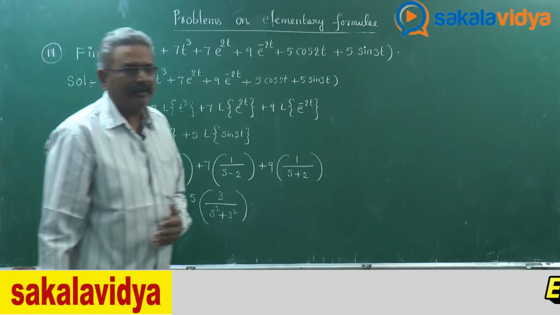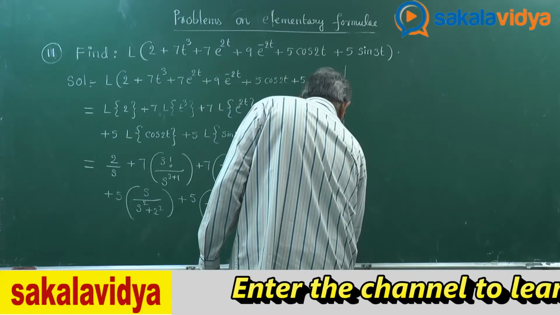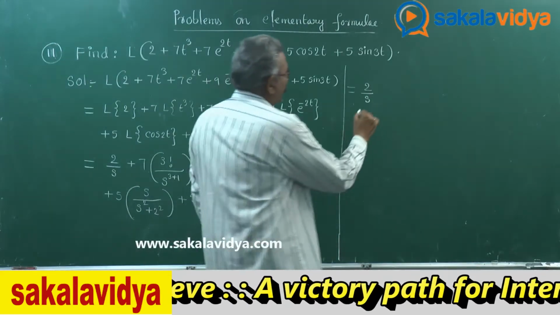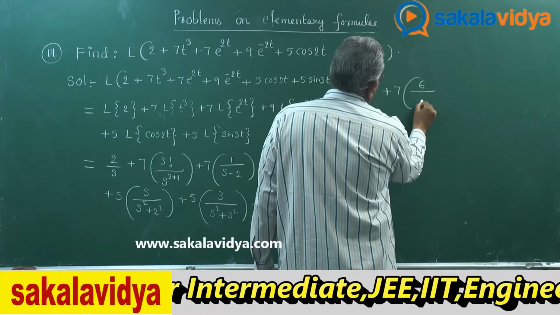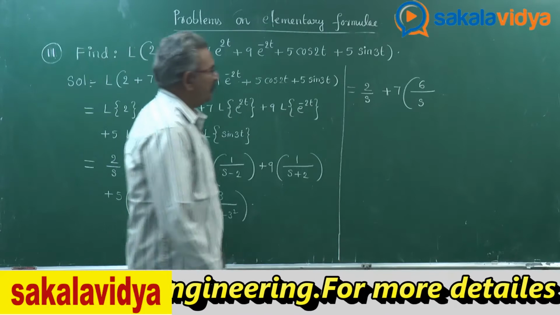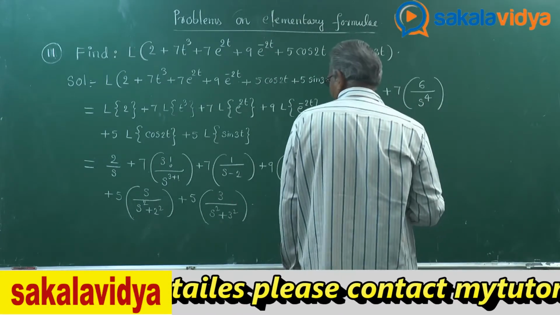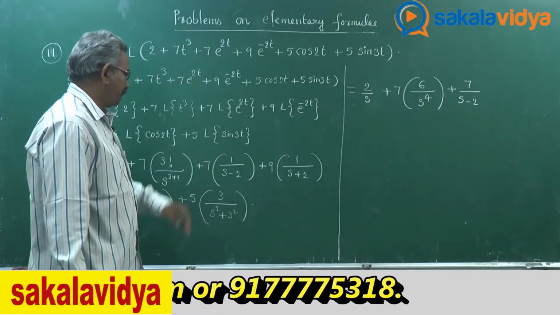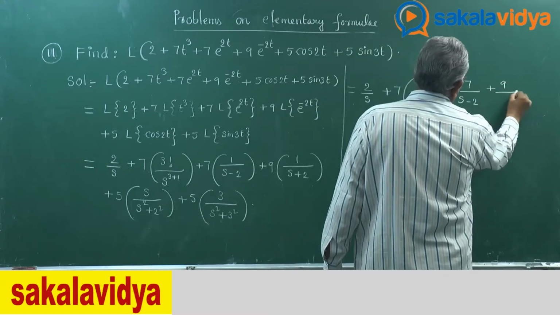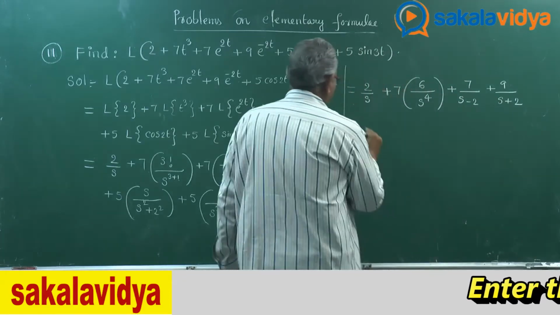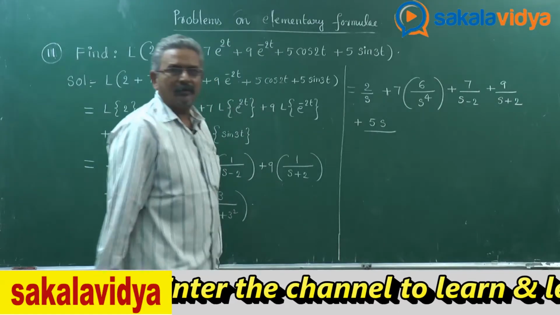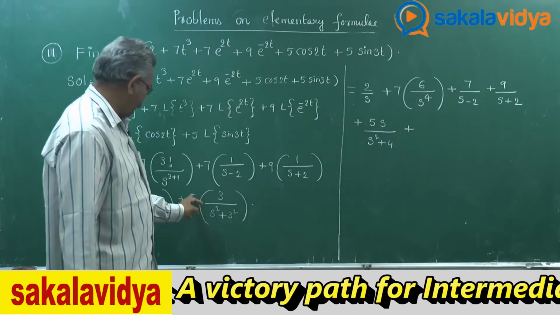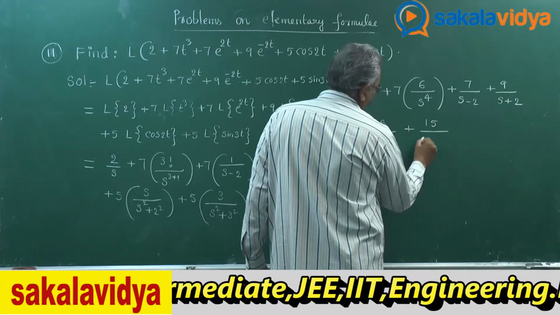So now let it be simplified. This is 2 by s, plus 7 times 3 factorial, which is 6, by s to the power of 3 plus 1, that is s raised to 4, plus 7 times 1, that is 7 by s minus 2, plus 9 by s plus 2, and plus 5s by s square plus 4, plus 5 into 3, 15, divided by s square plus 9.